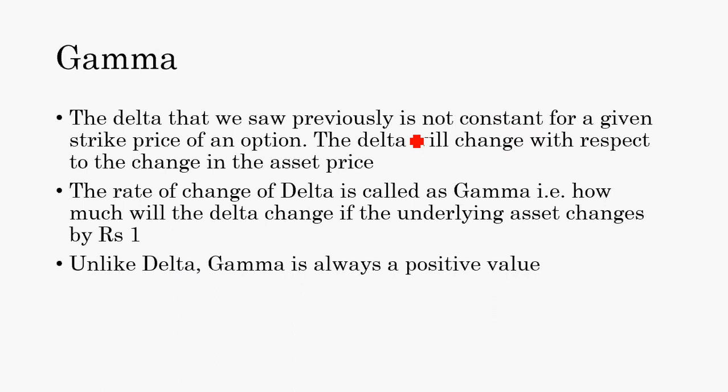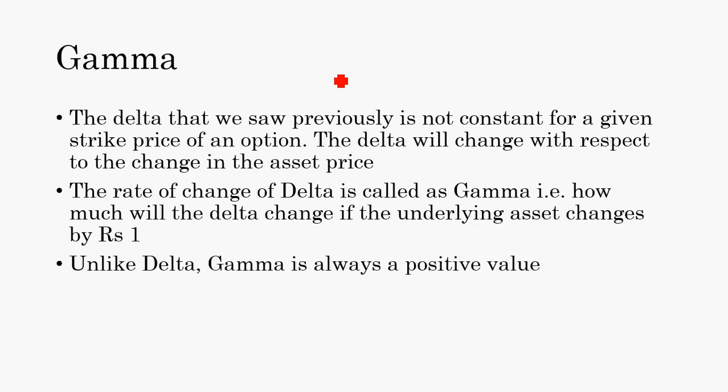The next Greek is gamma. Gamma is nothing but the rate of change of delta. If you look at an option, the delta of an option will not be the same throughout. The delta of the option changes depending on the change in the asset price.